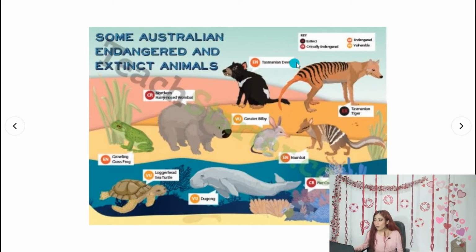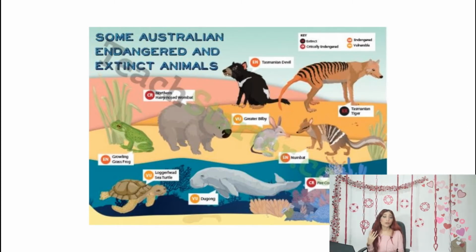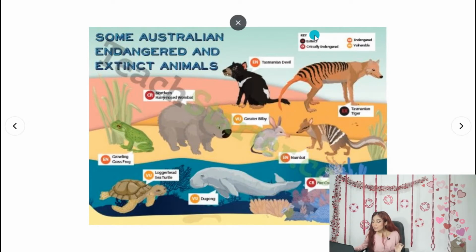So for example, we can find the extinct animals. Remember, these are Australian animals. Australia is a country that is known for having exotic animals, different from the ones that we have here in Mexico or in the United States. For example, if you have heard about koalas and kangaroos, these animals are from Australia. Okay, so now let's find extinct animals.